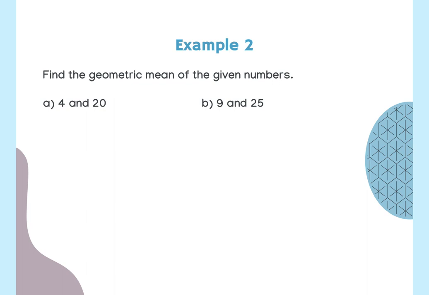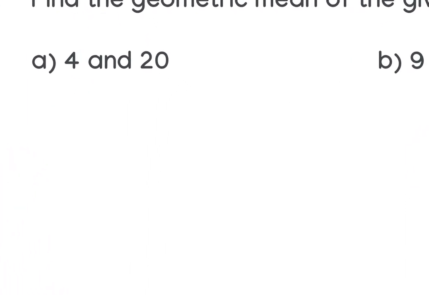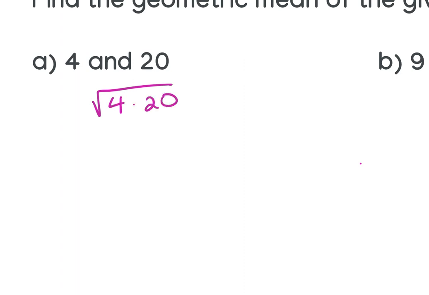Yeah, so this says find the geometric mean of the given numbers. For A, it's 4 and 20. I would take the square root of 4 times 20. And again, I wouldn't bother multiplying them out because I would just end up having to break it down again.